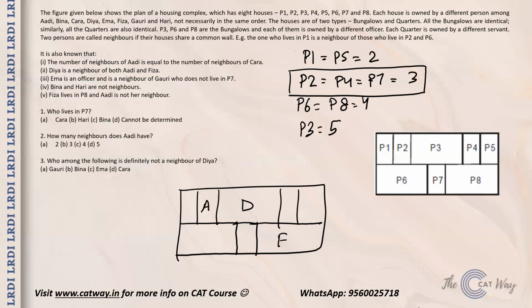Now, one thing is clear that Emma is also an officer. Two officers we know, D and F, because they are living in bungalows. So the third officer, Emma, is definitely going to fill up this place and she will be living over here.